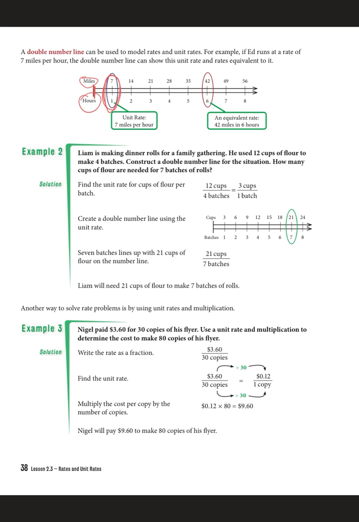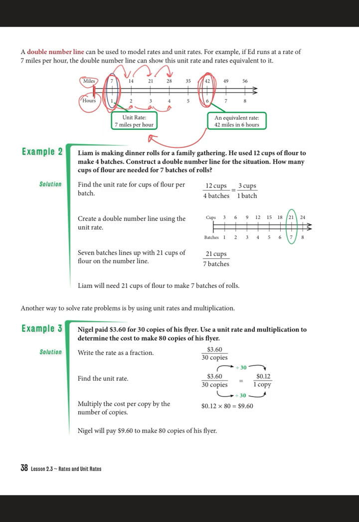So as you're looking at the double number line here, the numbers on the top, the miles, those increase by 7 every time. So 7 plus 7 is 14, 14 plus 7 is 21, 21 plus 7 is 28, and so on. On the bottom, the number of hours increases by 1. So 1 plus 1 is 2, 2 plus 1 is 3, 3 plus 1 is 4, and so on. So an example here with a circle, it says an equivalent rate would be 42 miles in 6 hours. What is that equivalent to? It is equivalent to 7 miles per 1 hour.